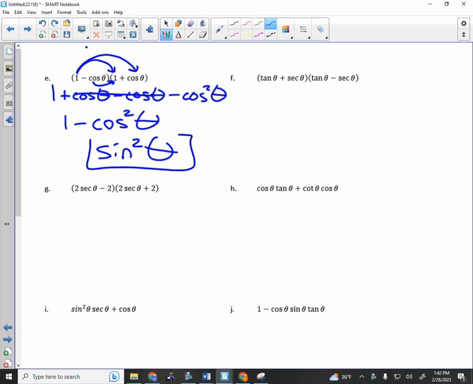Again, if you can remember that as opposed to looking back at your sheet all the time, that would be to your benefit, okay? Letter F, are those conjugates? So therefore, the middle will cancel. Tangent squared of theta minus secant squared of theta. You see the tangent squared, the secant squared, it's like the thing that's missing is 1. And you're very close.